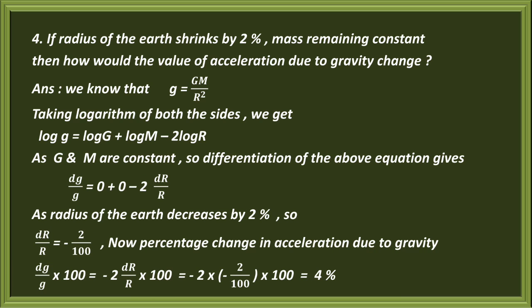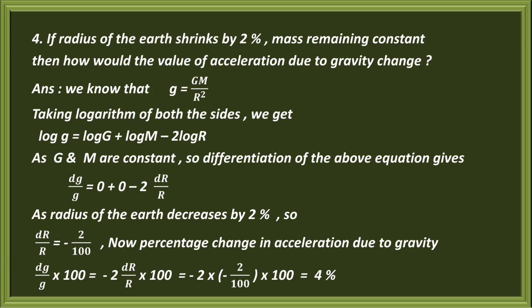Now question 4. If the radius of the earth shrinks by 2%, mass remaining constant, then how would the value of acceleration due to gravity change? As we know, the acceleration due to gravity on the surface of the earth is g equal to GM by r square.